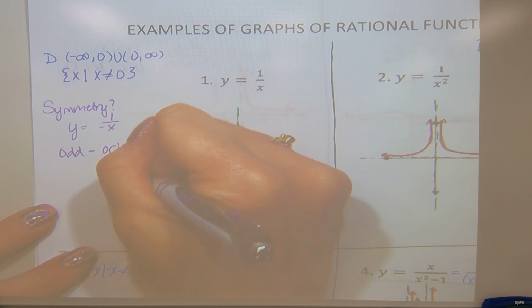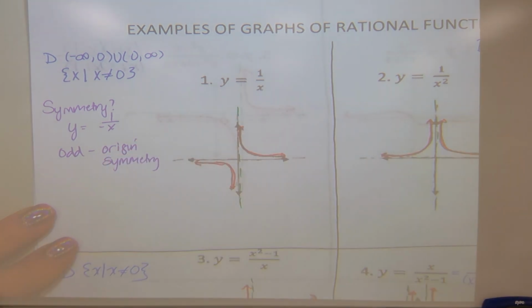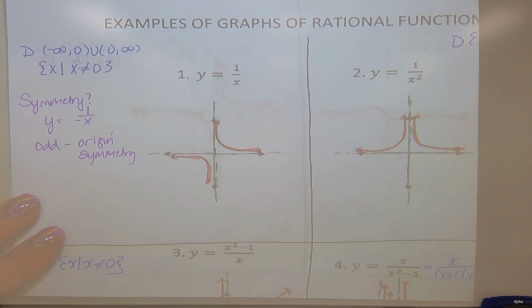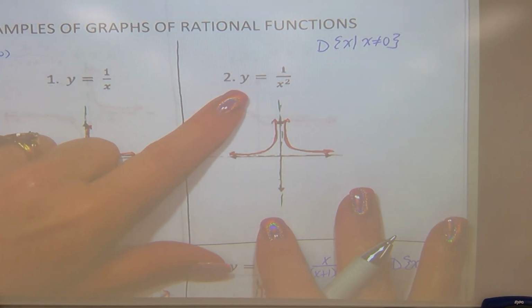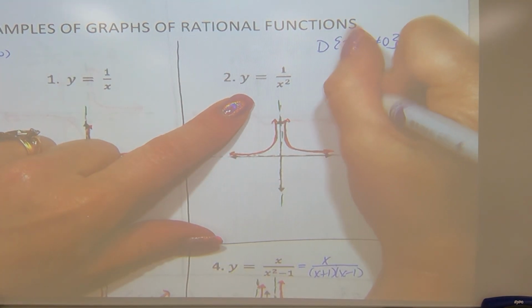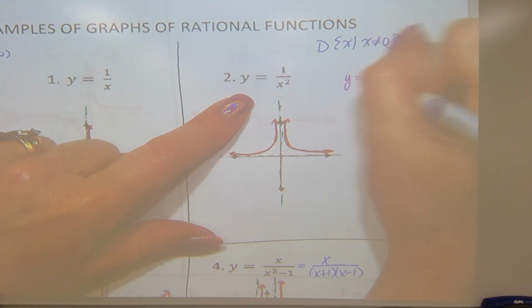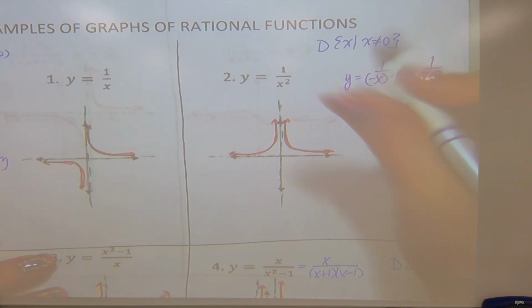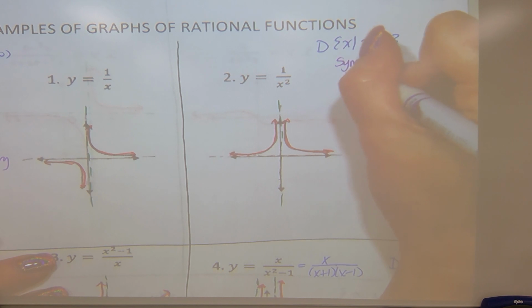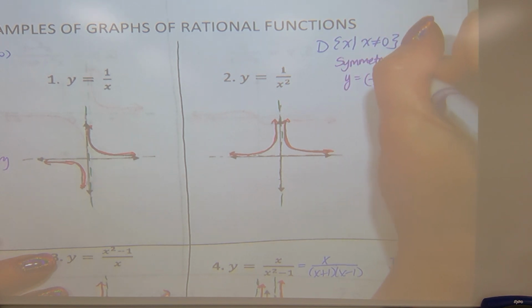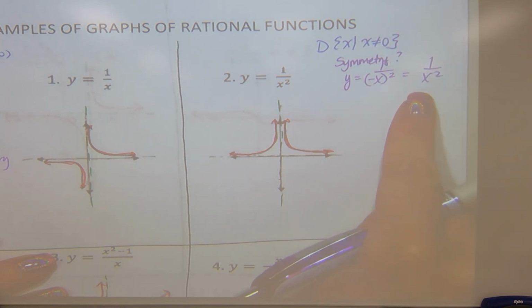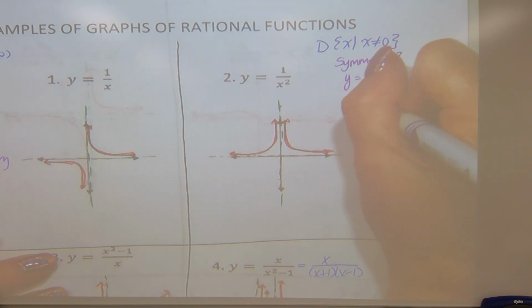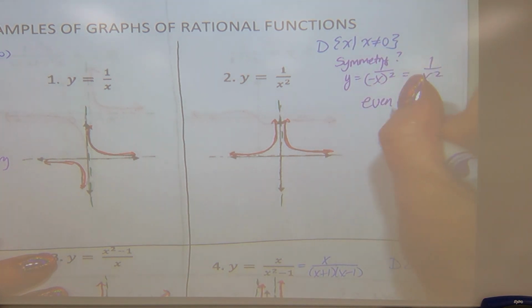So I have origin symmetry. Over here, for function number 2, if I plug in a negative x, I would have y equals 1 over negative x squared. That's just 1 over x squared. Nothing changes. So when I think about symmetry for this function, I plugged in a negative x, nothing happened. I got out the original function value. That is what we call an even function, and it is y-axis symmetry.